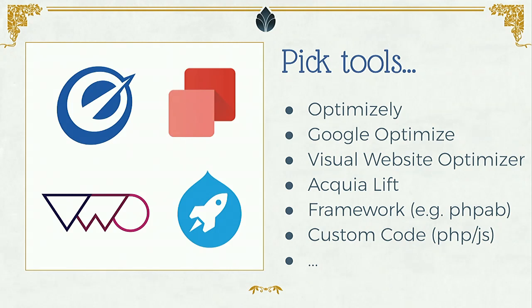You say, was it a good test or not? If you're doing A, B, and B wins, then you implement B, and you move on, you do another test. So that tends to be the process. You can have as many A-B tests running at the same time as you want, all your landing pages, your home page, whatever, all your forms. You could go crazy if you want.